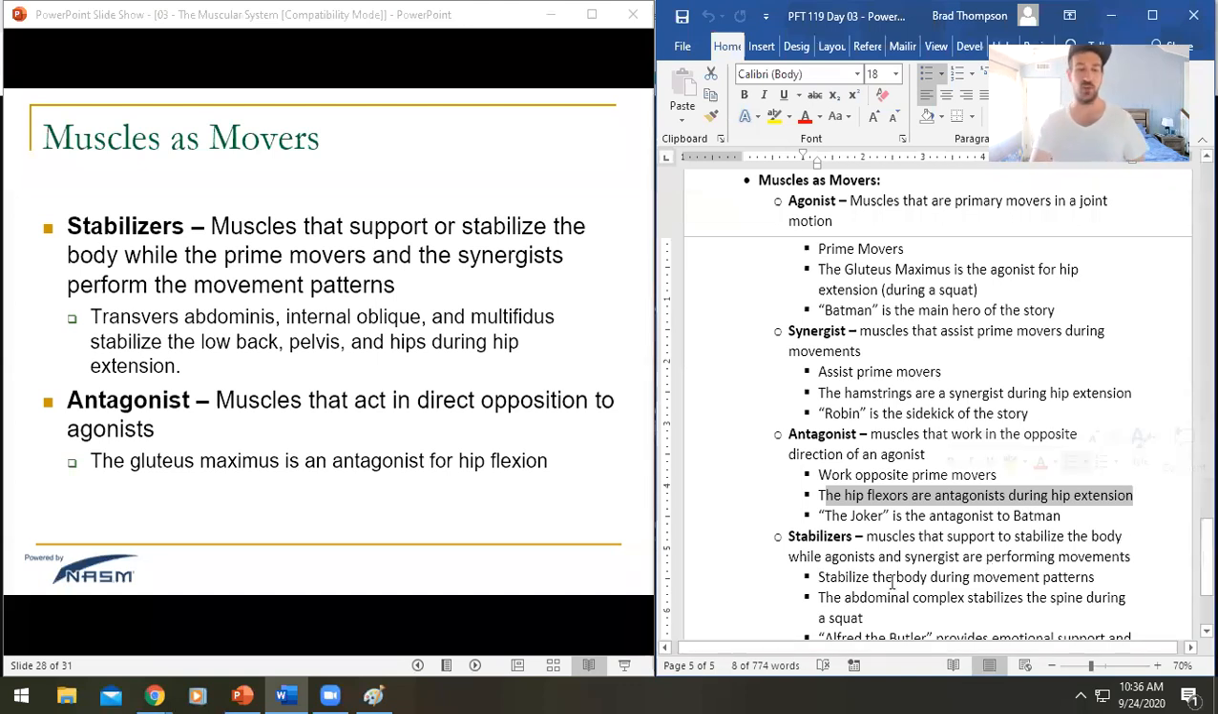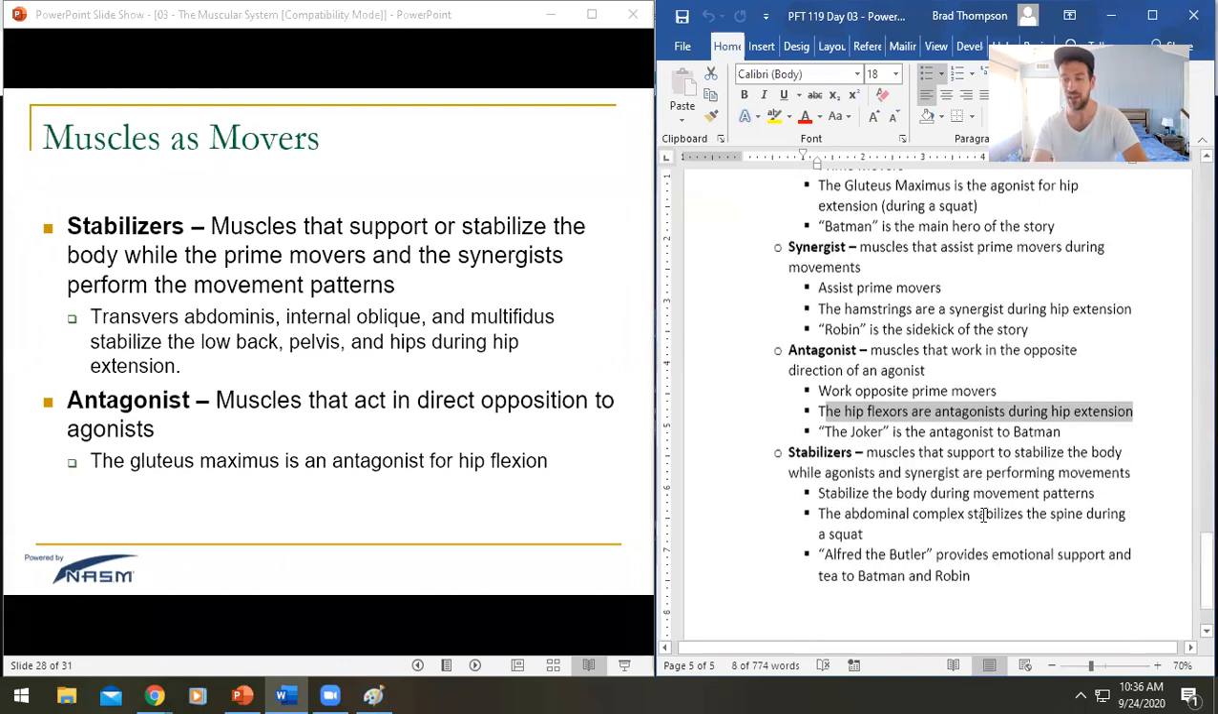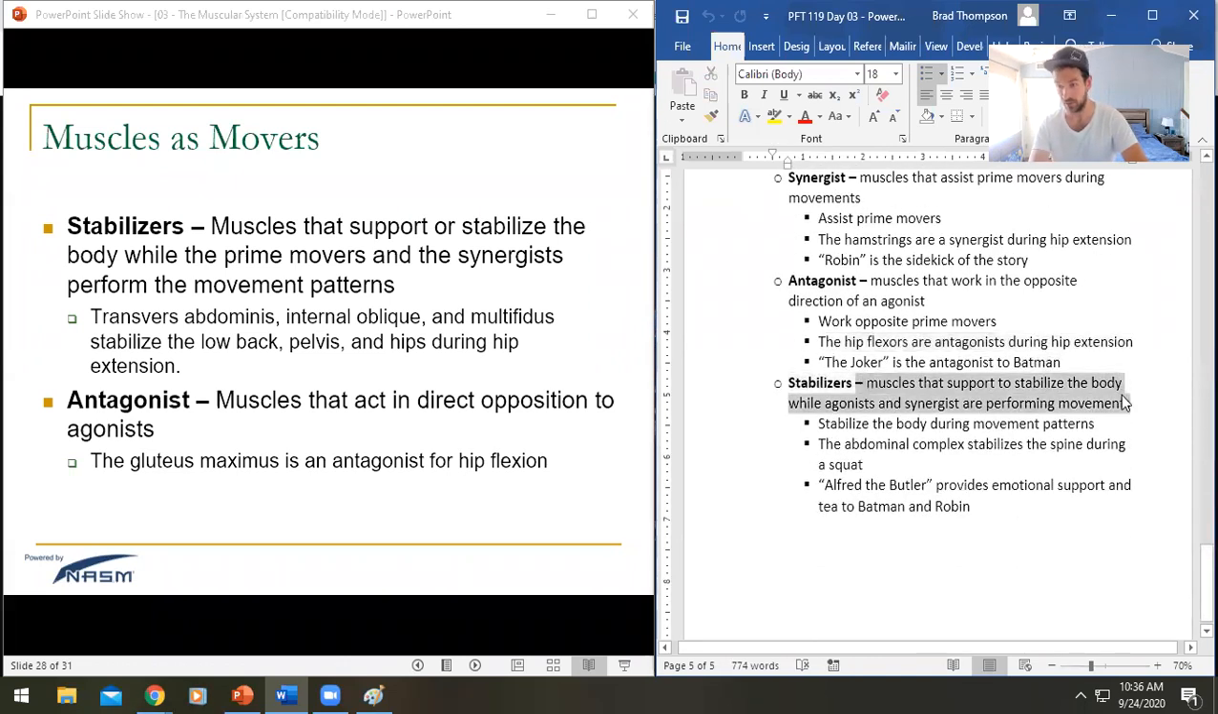And then you've got all these muscles that need to hold everything in place while all of this is happening, and those are called your stabilizers. So stabilizers are muscles that support to stabilize the body while your agonists and synergists are performing their movements, right? So your abdominal complex keeps your spine in place while you're doing hip extension. I always like to think of this as like Alfred the butler. He's there to provide emotional support and tea to Batman and Robin, like after they're done fighting crime. So there's our little analogy there, right?